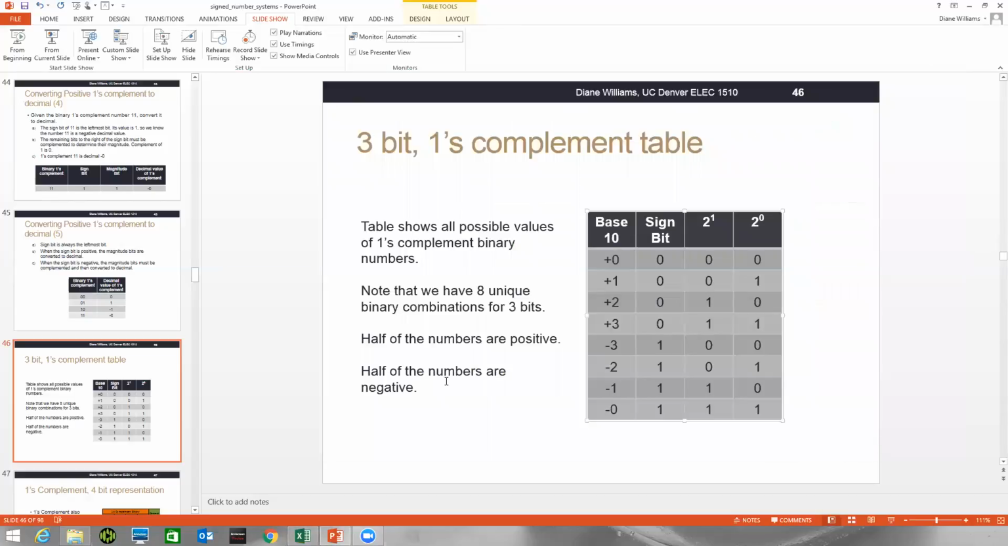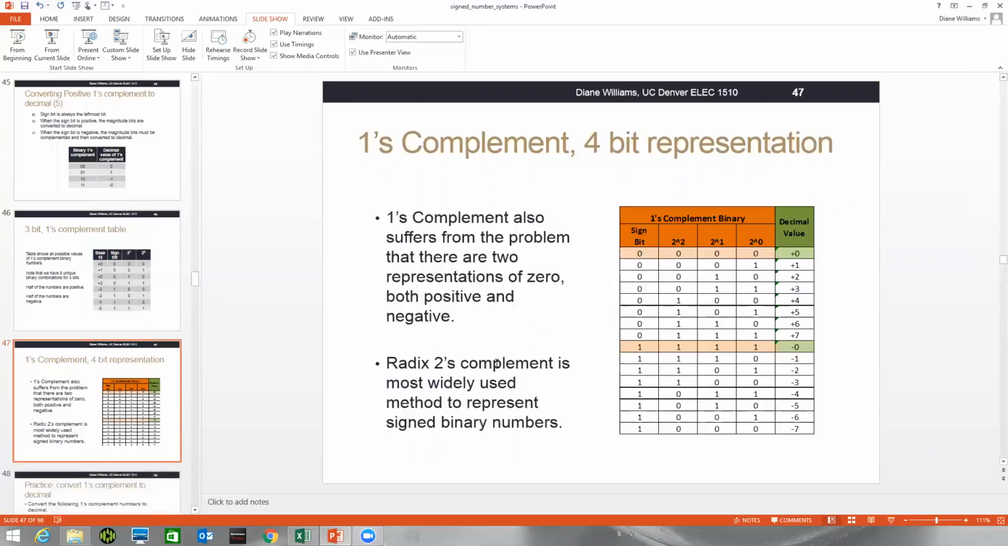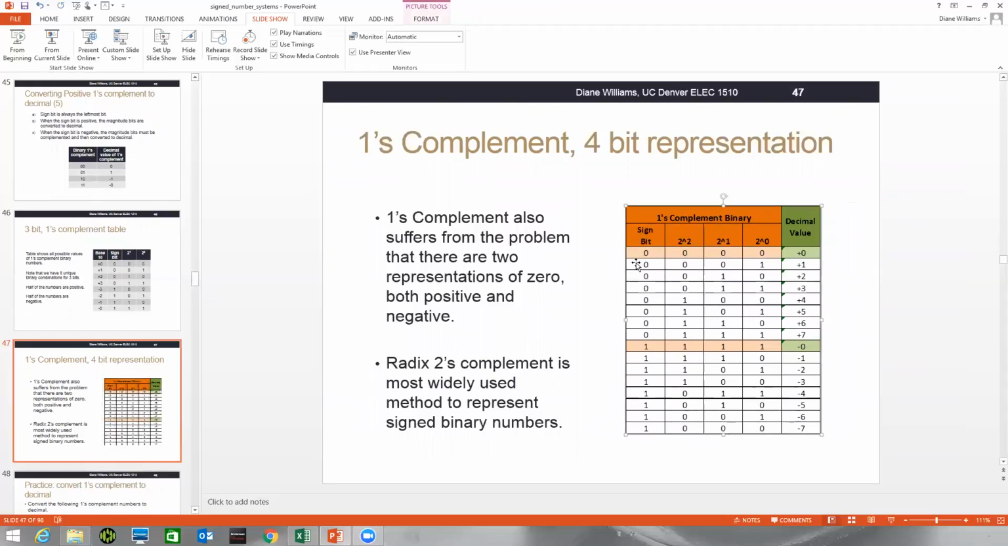All right, so that's where that came from. Then these values here, that's where they came from in this table. Same thing, we can express a 4-bit representation. So if we have 4 bits, we have 16 unique patterns. Remember, 2 to the 4th is 16. So we have these 16 unique binary patterns.